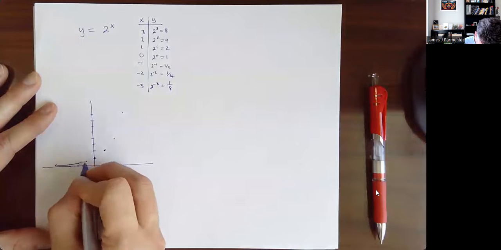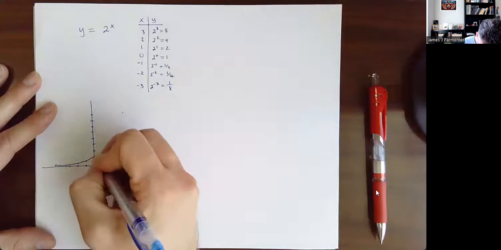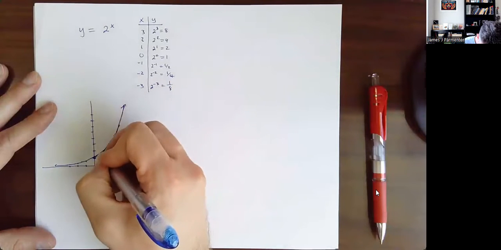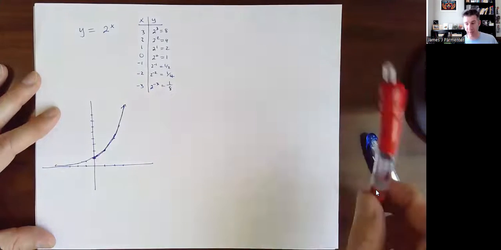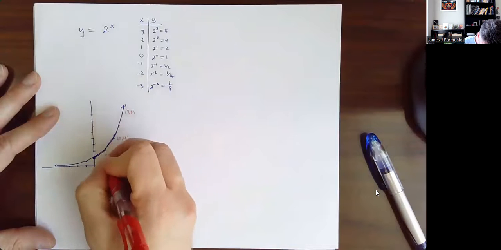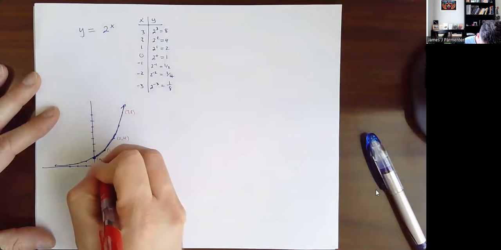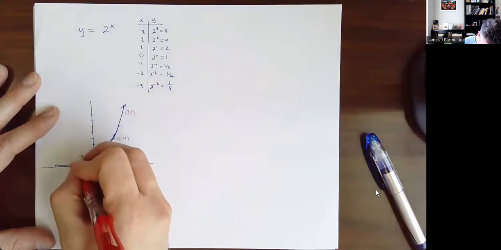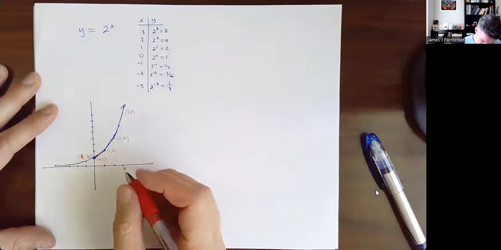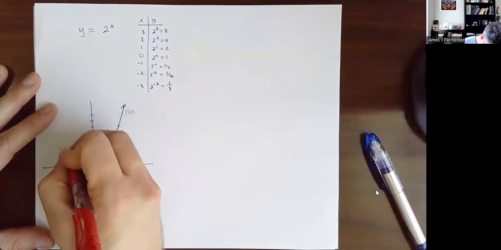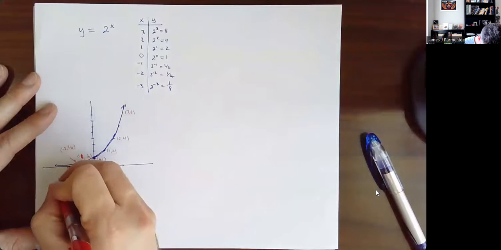And we never get down to zero. That looks decent enough. You can label the points if you want, so I'm going to label them here. I've got the point (3, 8), (2, 4), (1, 2), (0, 1), and (-1, 1/2), sorry, apologies. And then that point there is (-2, 1/4), and that point there is (-3, 1/8).